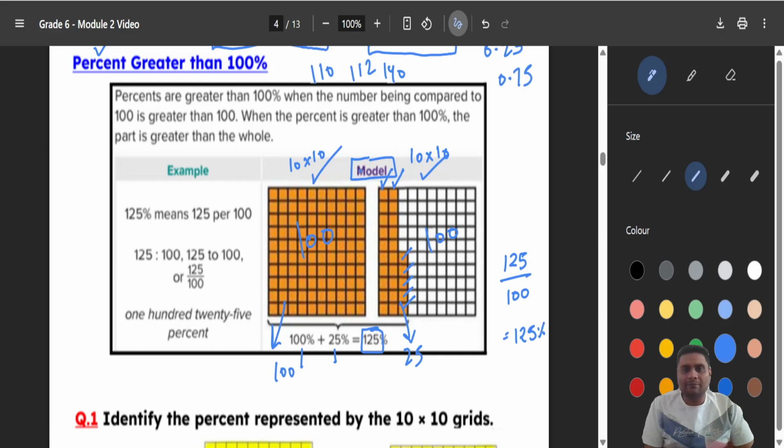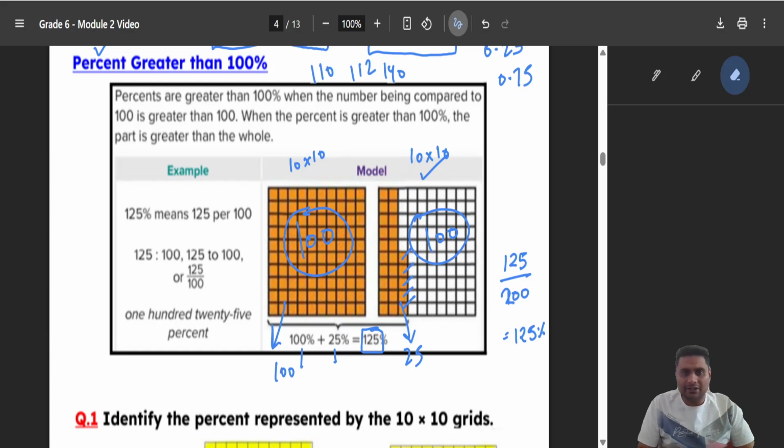Please do not divide it by 200. Some students will think, okay, here I have 100 boxes, here I have 100 boxes, so why are you not dividing by 200? Let me explain it one time here. You have to find the percentage individually, okay? Let me just show you here.